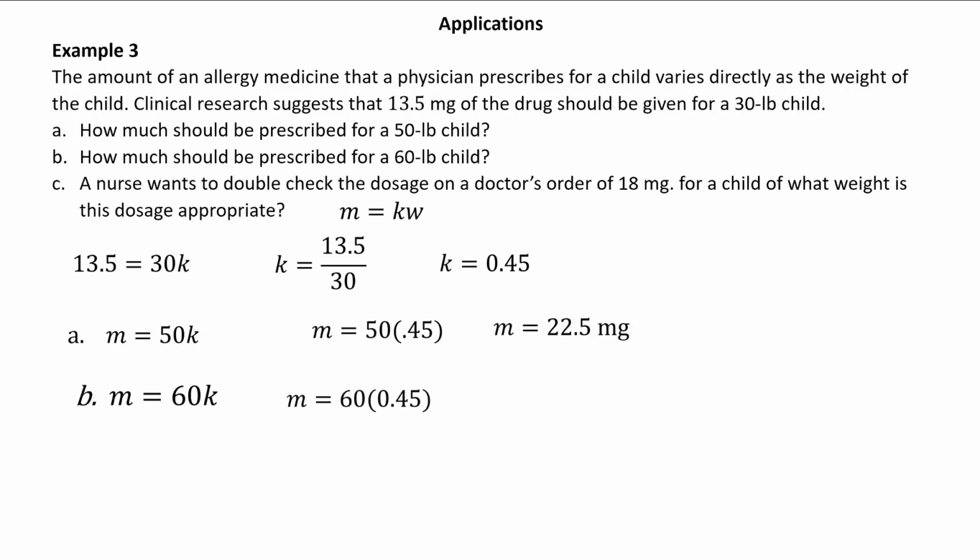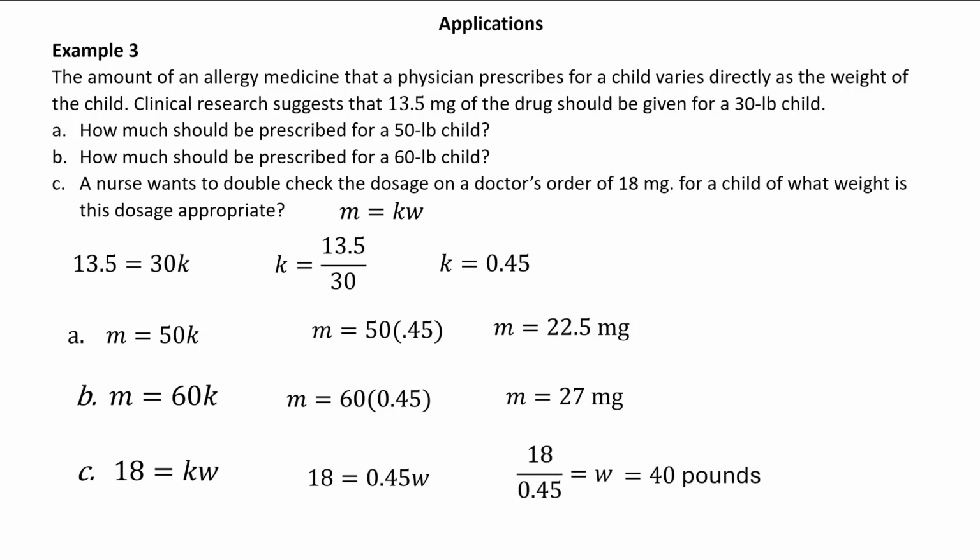So we're going to punch that into the calculator, 60 times 0.45, and that's going to be 27 milligrams. And on this last part, they are telling us the prescription and asking what weight child would get that prescription. So 18 milligrams is our amount, and we're looking for the weight of the child. So 18 is equal to 0.45, which is K, times W. And so the weight is 18 over 0.45, which is 40 pounds.